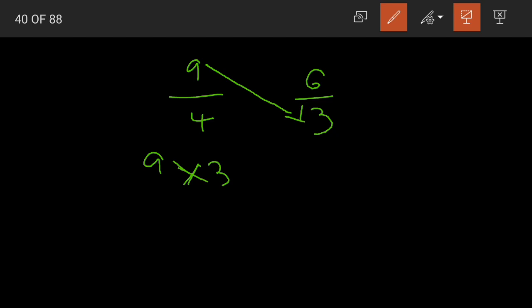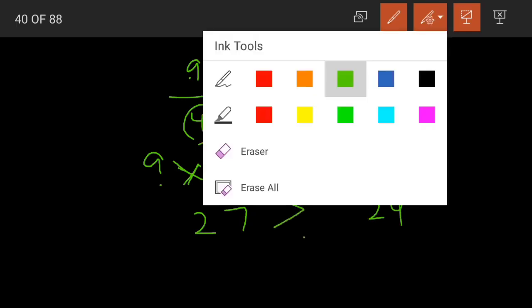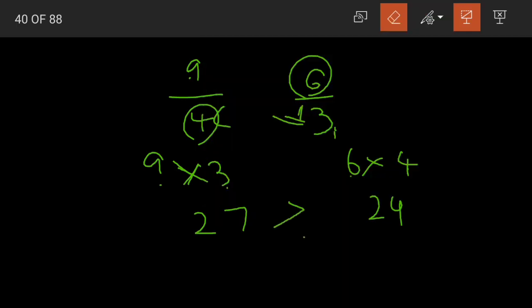The same is applied here. The numerator of first multiplied by denominator of second. Again, the numerator of second multiplied by the denominator of first. 9 into 3, 27. 6 into 4, 24. 27 is greater than 24. So the first fraction 9 by 4 is greater than 6 by 13.